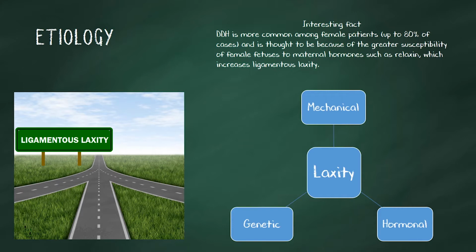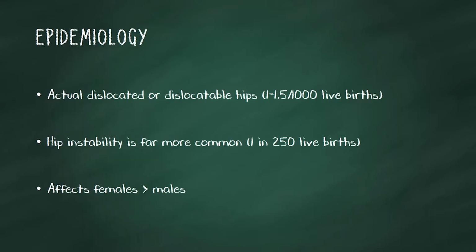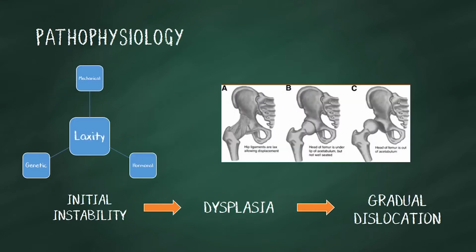Any condition that leads to a tighter intrauterine space, and consequently less room for the normal fetal motion, may be associated with DDH. These conditions include oligohydramnios, large birth weight, and a first pregnancy. It is important to note that the epidemiological data points towards hip instability as being the more prevalent issue rather than actual hip dislocation. The pathophysiology rests on the initial instability of the hip, which was previously discussed. This instability leads to abnormal morphology and development of the acetabulum, which can ultimately lead to a gradual dislocation.